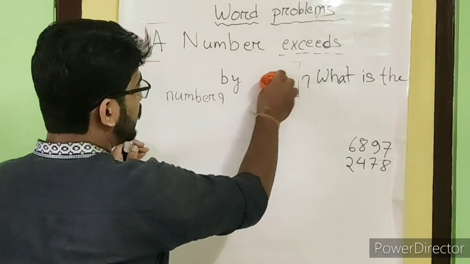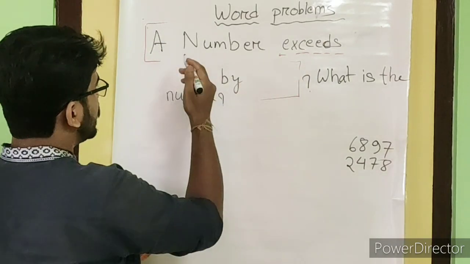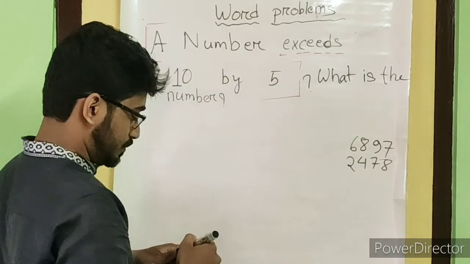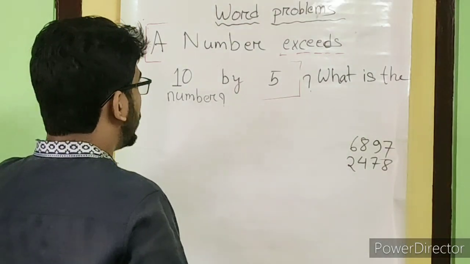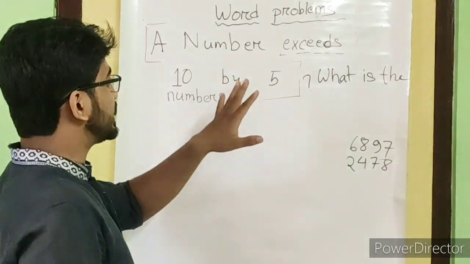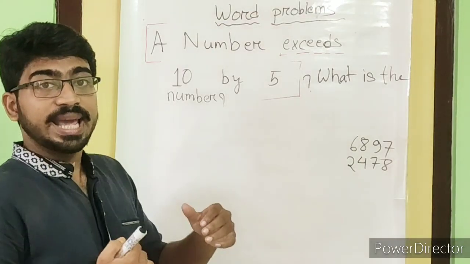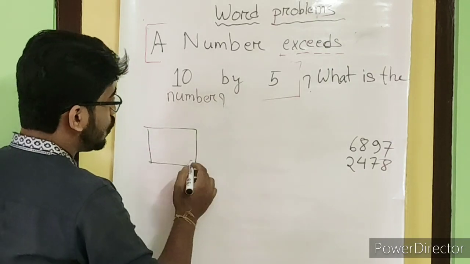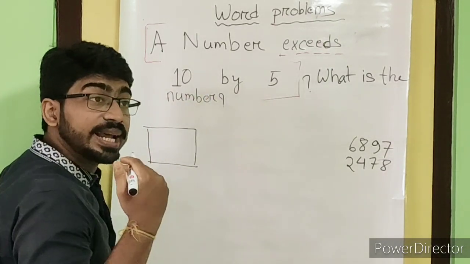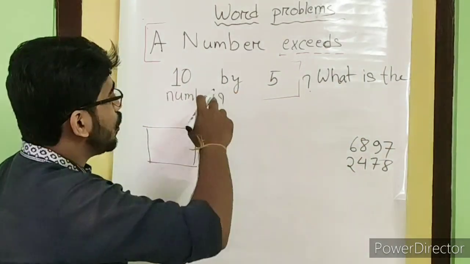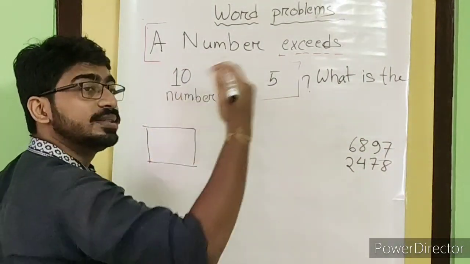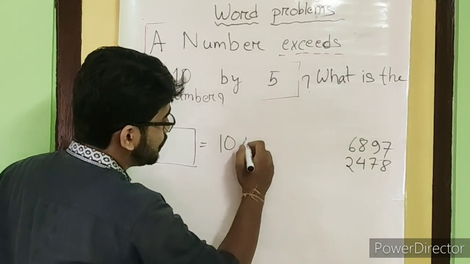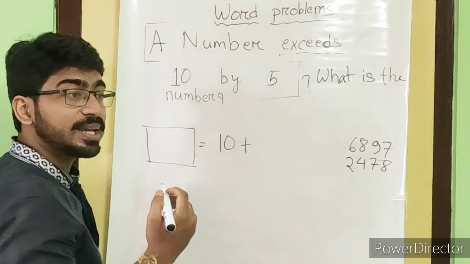I am rubbing this. I will write a two-digit number here. A number exceeds 10 by 5. There is a particular number which exceeds 10, a number that has gone past 10. By how much? By 5. It has overtaken 10 by 5. Exceeds means to go past.